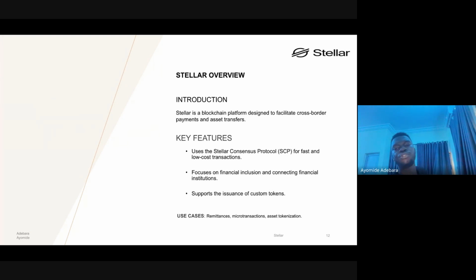Stellar overview. Stellar is also a blockchain platform that allows you to create smart contracts too. But Stellar does not allow the deployment of Solidity smart contracts. So in the course of this class, you will not be learning Solidity. Instead, you'll be learning Soroban, which allows you to deploy your Soroban smart contract on the chain. It also facilitates cross-border payments and asset transfers. This is one of the great things about Stellar. It uses the Stellar Consensus Protocol for fast and low-cost transactions, and it's focused on financial inclusion and connecting financial institutions. Also, it supports issuance of custom tokens.